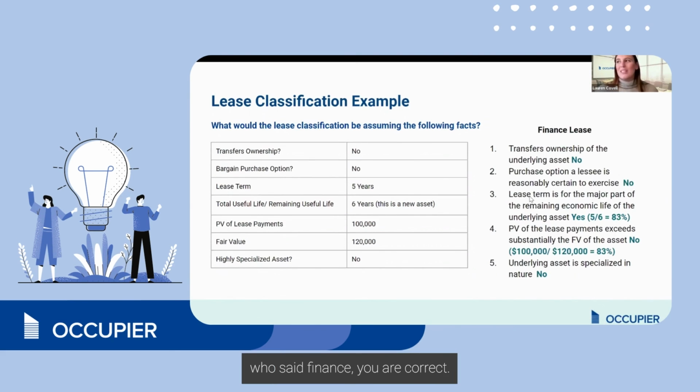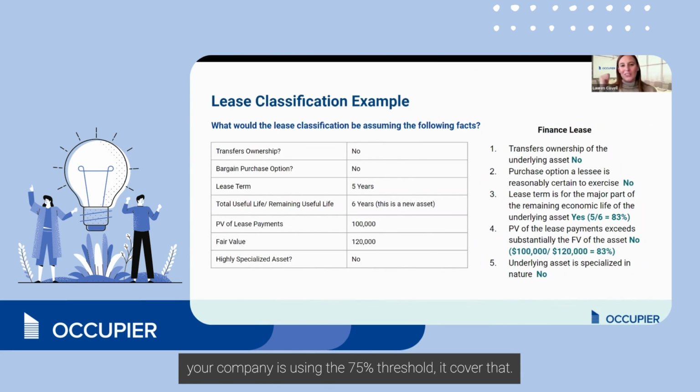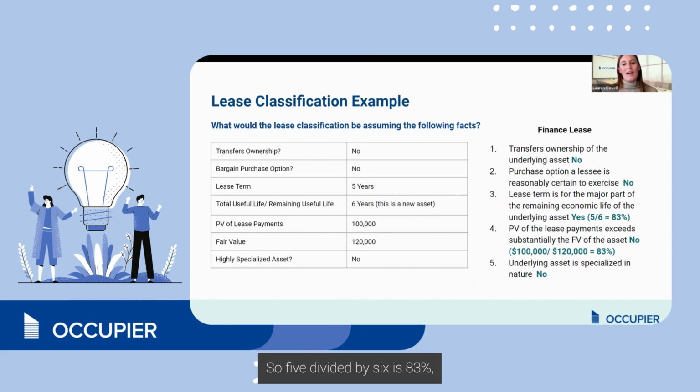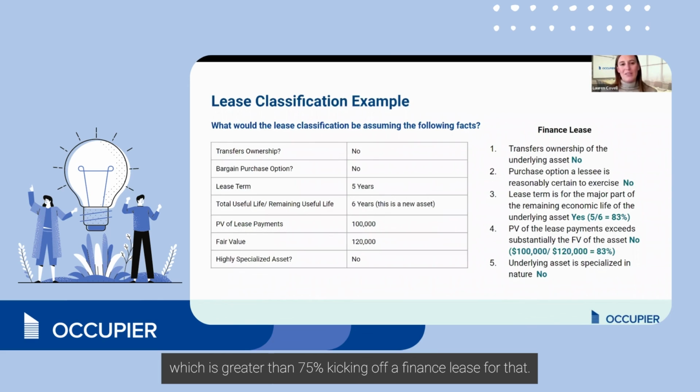And for those of you who said finance, you are correct. Where it tipped the scale is for the lease term, assuming your company is using the 75% threshold. It did cover that. So 5 divided by 6 is 83%, which is greater than 75%, kicking off a finance lease for that.